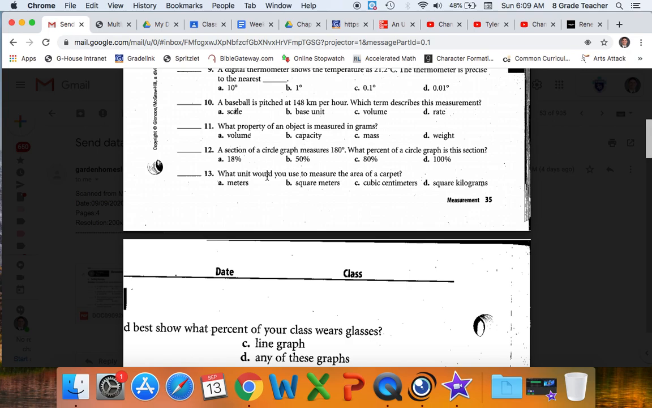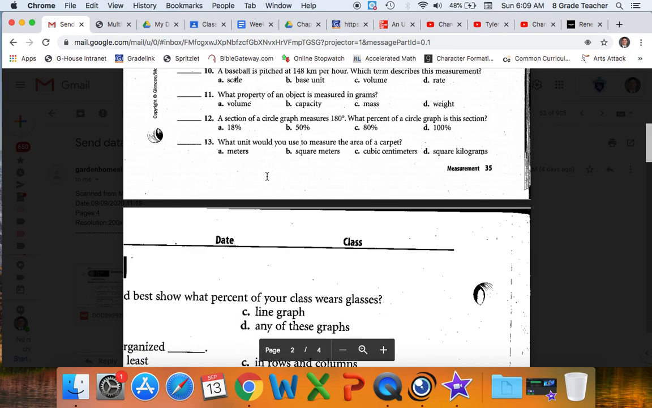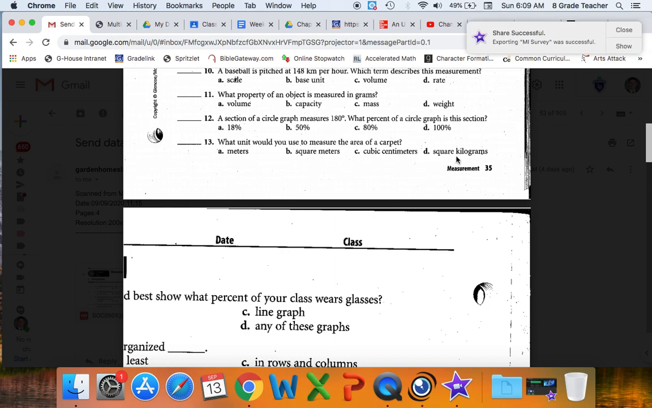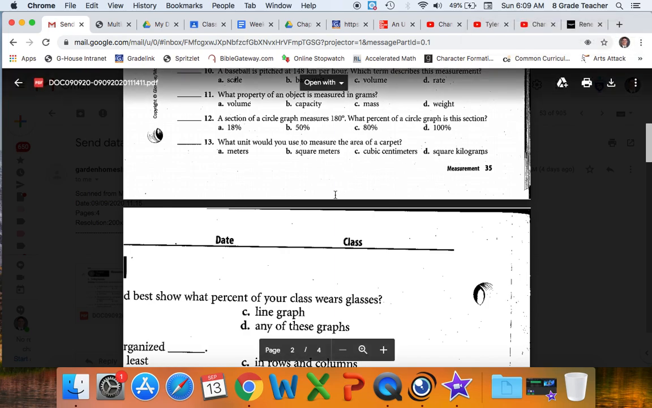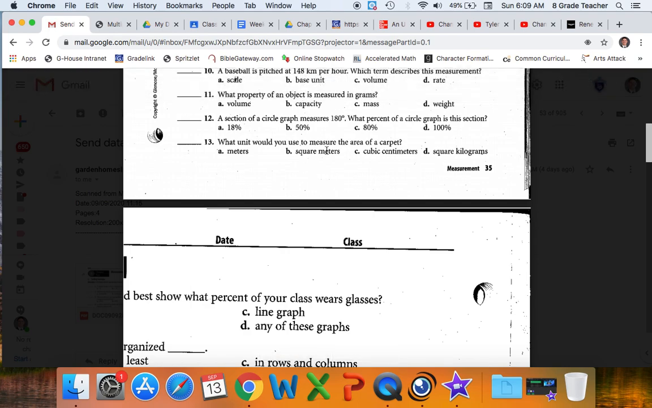Number 13. What unit would you use to measure the area of a carpet? Meters, square meters, cubic centimeters, or square kilometers? You might think centimeters, but cubic centimeters is actually the volume. Here where you're measuring area, you only need 2 measurements, so it's going to be squared. Square meters or square kilometers between those two. Probably makes the most sense that square meters, just because kilometers are really, really big. Letter B would be precise.